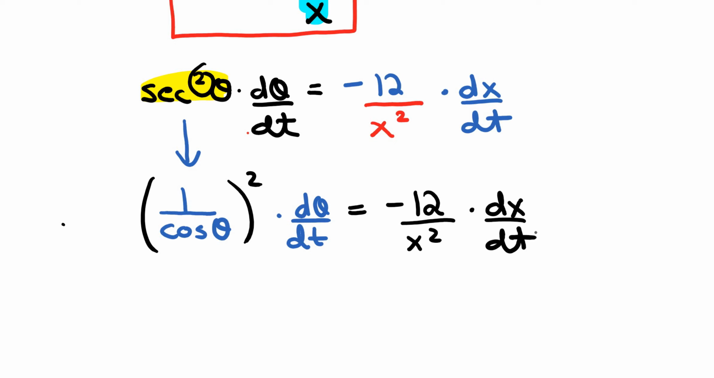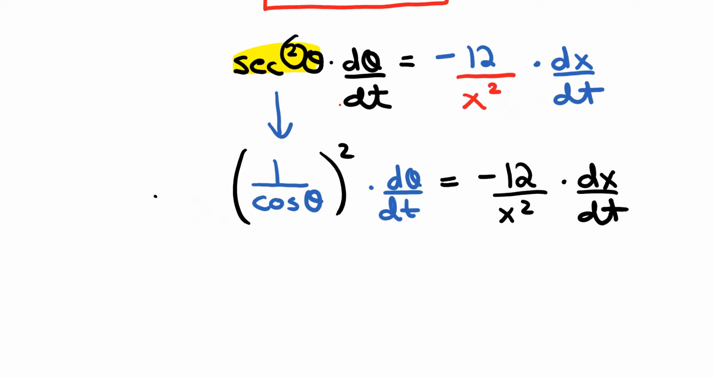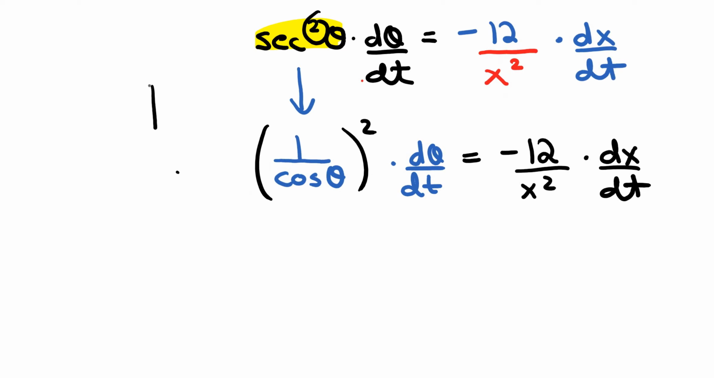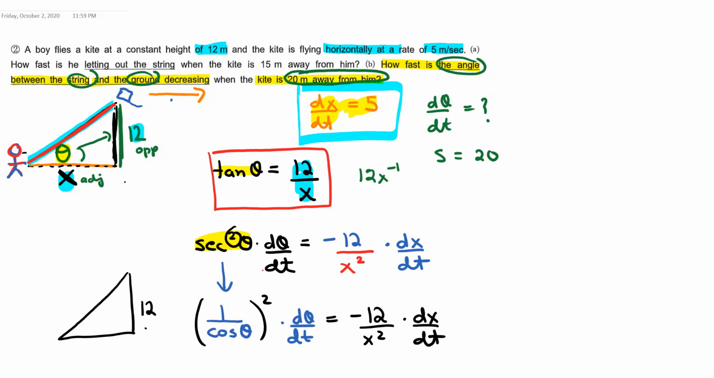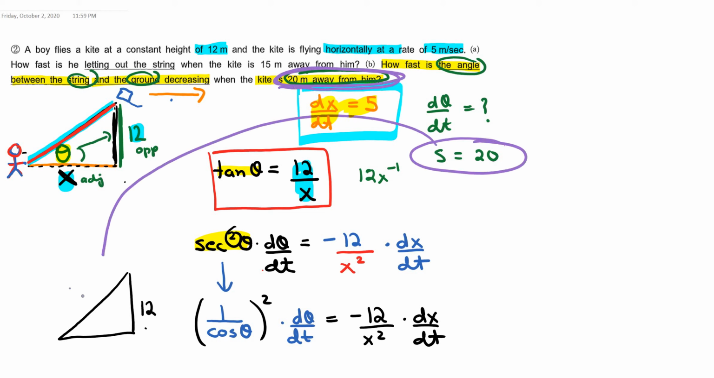Okay, after that, we need to find the missing numbers and variables, and then we can probably finish off the rest of this problem here. I'm going to just redraw my triangle here. That's going to be 12. And in this particular problem, remember, we got to find out how fast the angle between the string and the ground is decreasing when the kite is 20 meters away from him, right? So s is equal to 20. So let's put the 20 over here now. And then I want to find this x here.